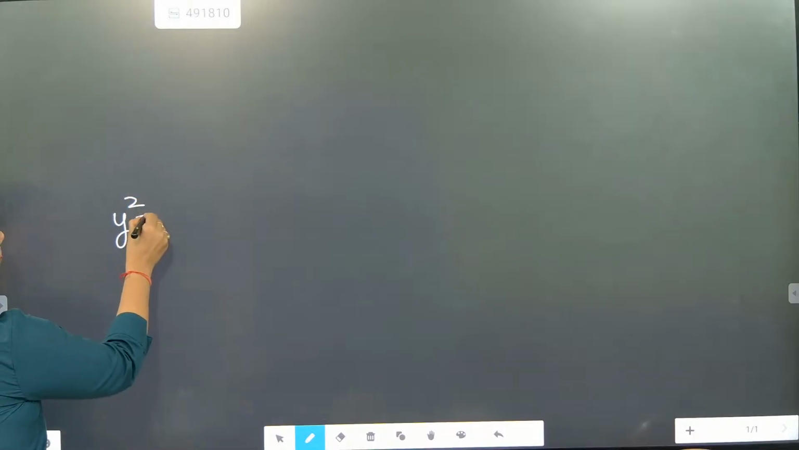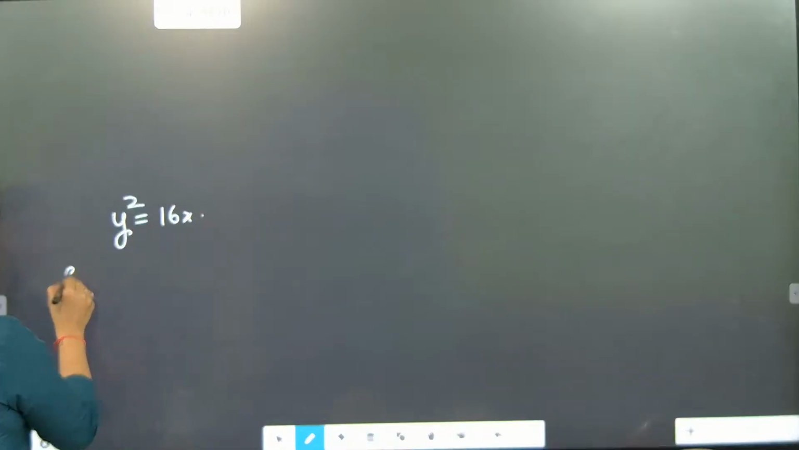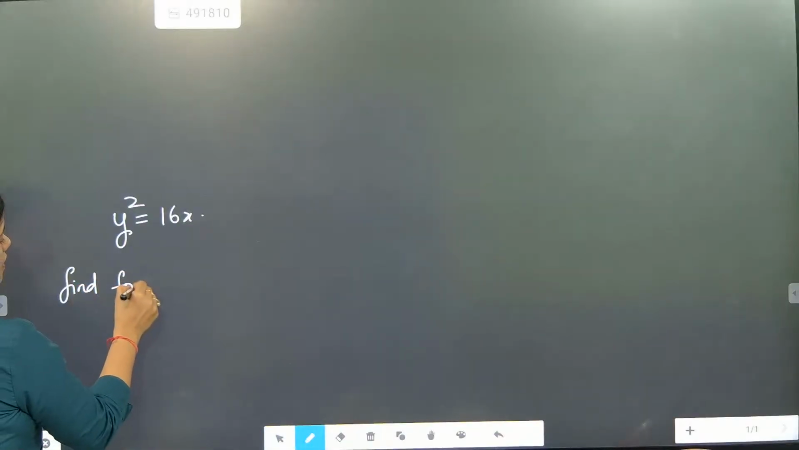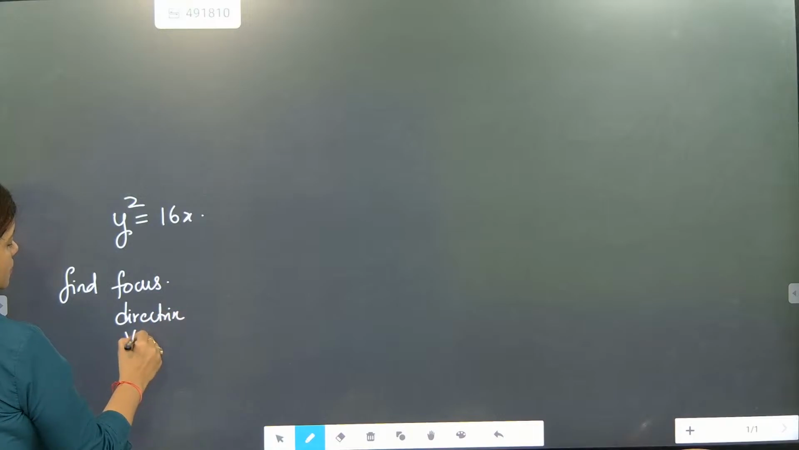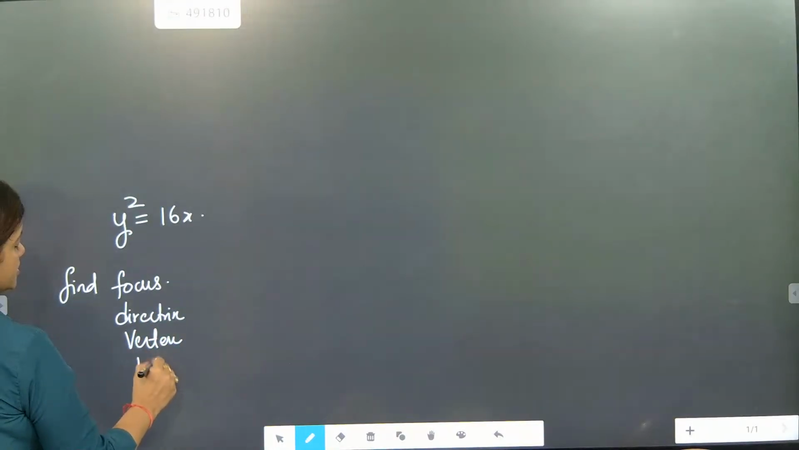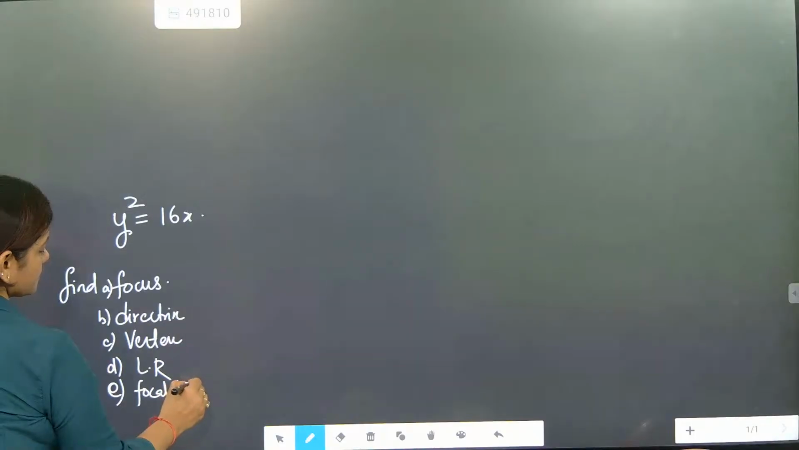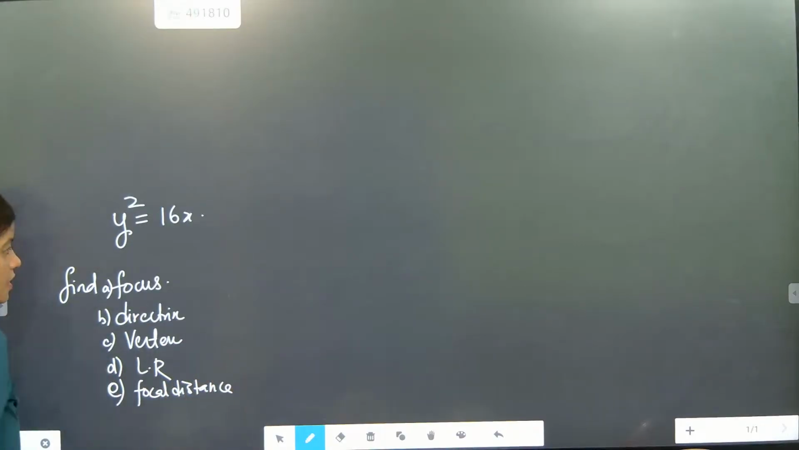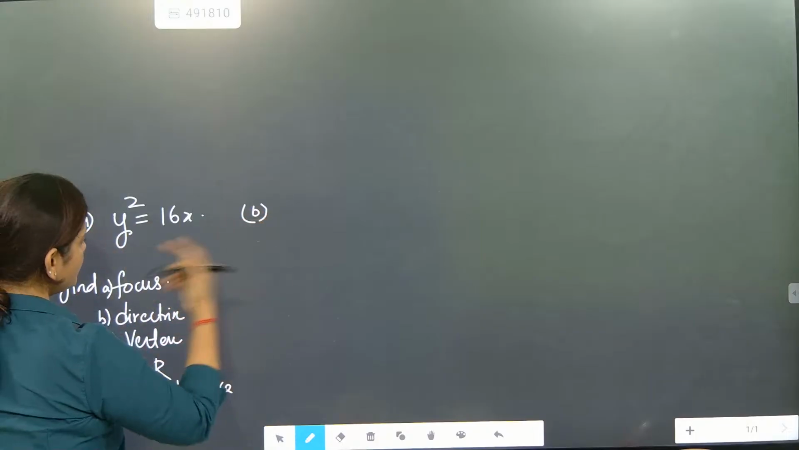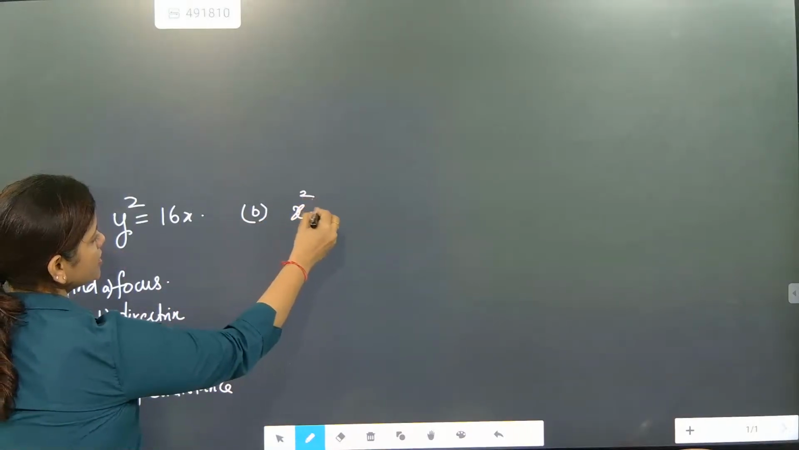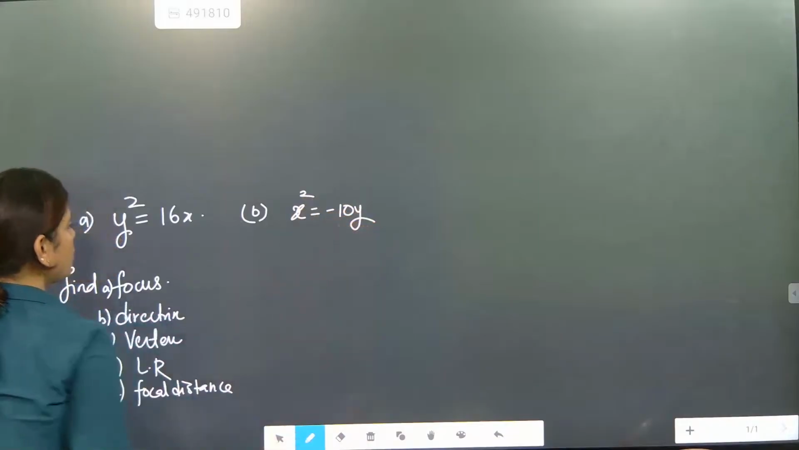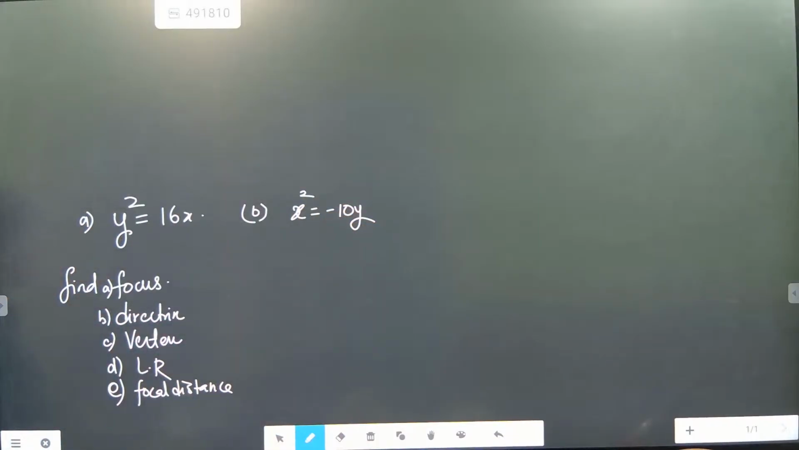The question is y square is equal to 16x. Find focus, directrix, vertex, latus rectum, focal distance. For this type of question, they will be asking, so start doing it. And the second part is, if they ask you something like x square is equal to minus 10y, then whatever answers there will be, you need to solve and tell.